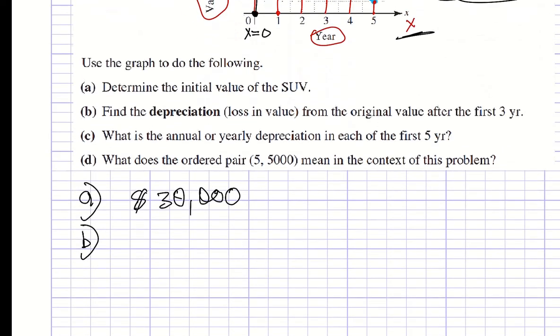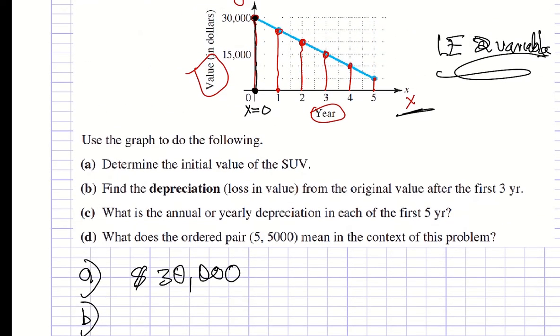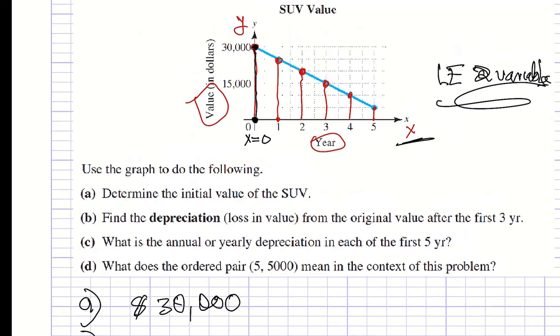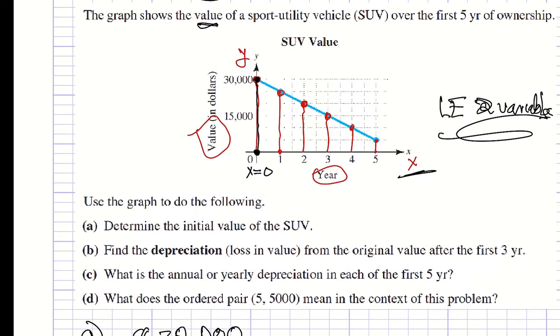Okay, B says find the depreciation loss in value from the original value after 3 years. So you look at the graph again. This is years over here. This line here represents years, the x-axis. So look at 3 years right here. At 3 years you go up to the graph, and then you go like that. You see, they put that value there.